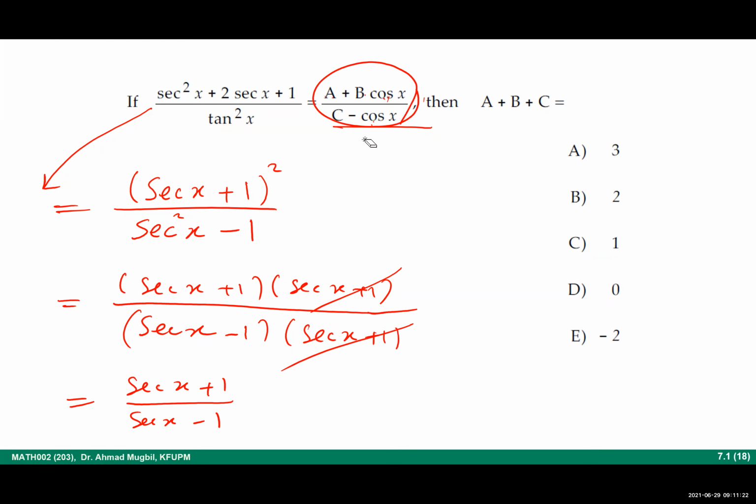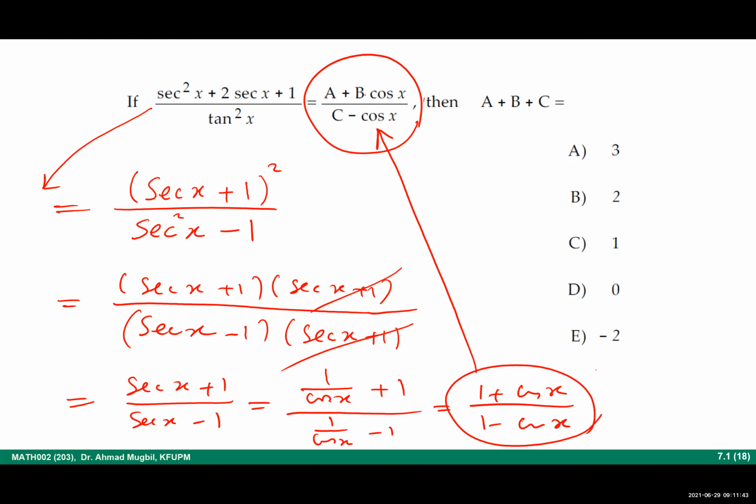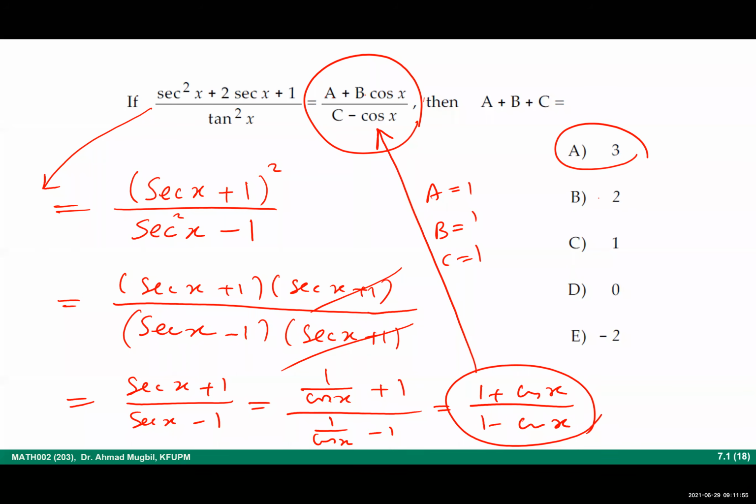I want it in terms of cosine, not in terms of secant. So what I will do, I will convert this to 1 over cosine x plus 1, over 1 over cosine x minus 1. This will be equal to what? 1 plus cosine x over cosine x, and this will be 1 minus cosine x over cosine x. This cosine will be cancelled with this cosine, and if you compare this with this, what can you have? You will have a equals 1, b equals 1 again, and c equals 1. And their sum is what? Their sum is 3, and this is of course the right answer.